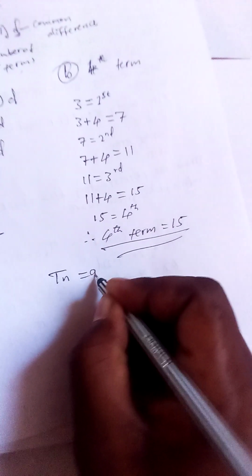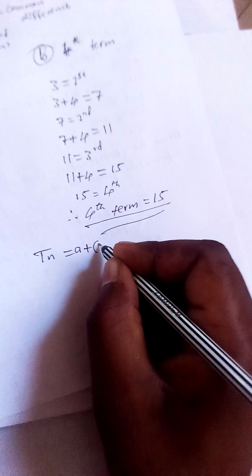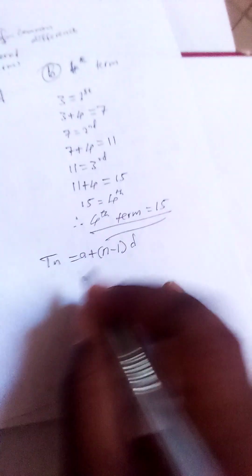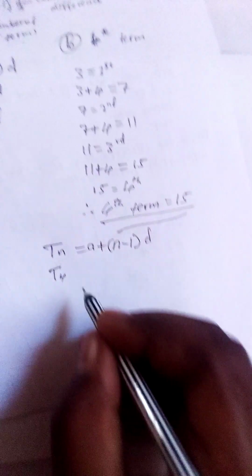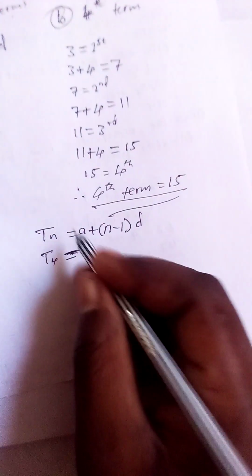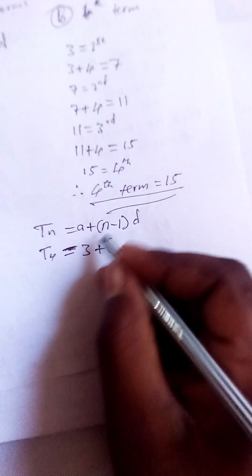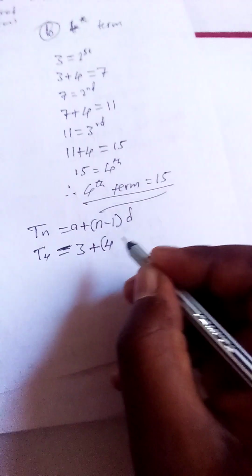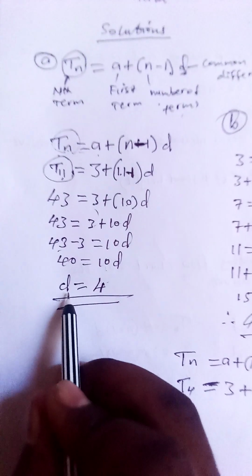Tn equals a plus (n minus 1) d. So what are we finding? Where there is n, we are putting the 4. We are finding our fourth term. So our fourth term equals our first term. Remember, our first term in the question is 3 plus our n. Where there is n, we always replace with the number that we have been given, 4 minus 1. Okay, then our common difference we found in part A, it was 4. Therefore, where there is d, we put a 4.